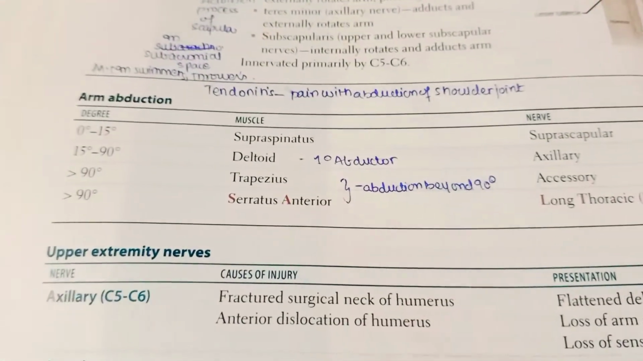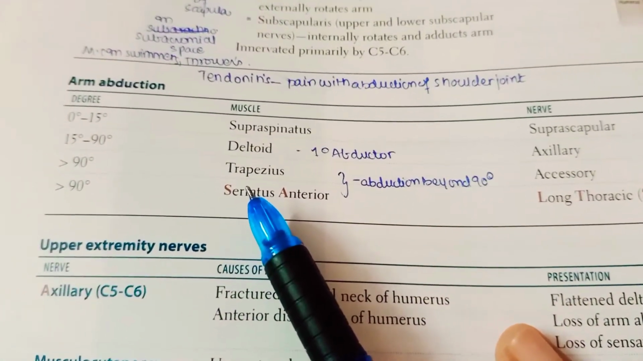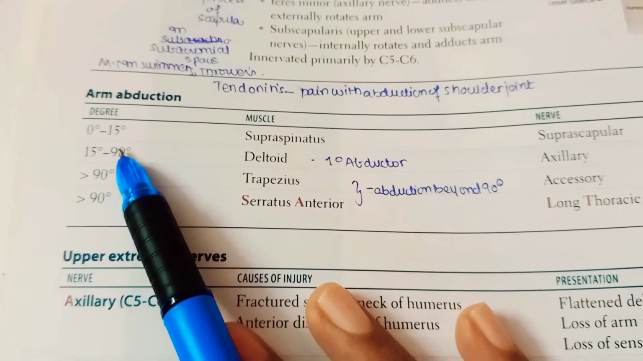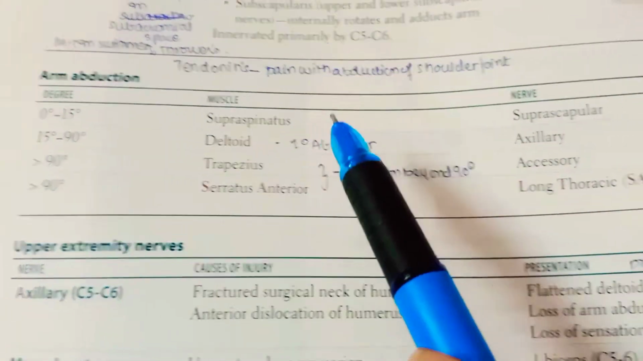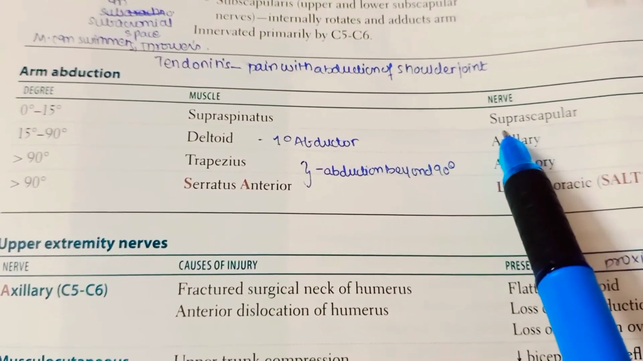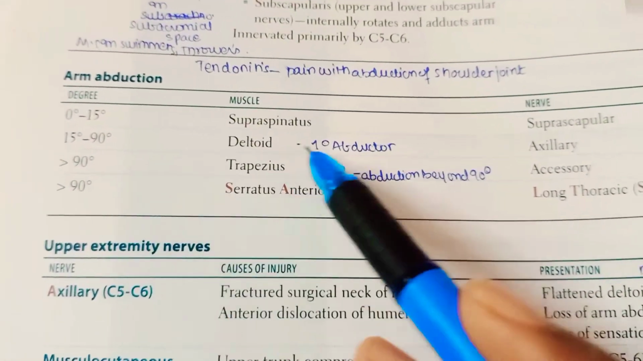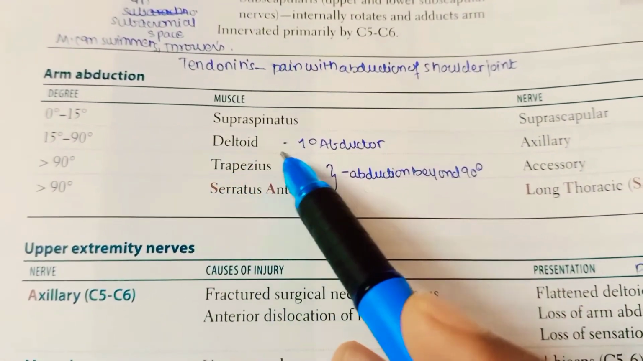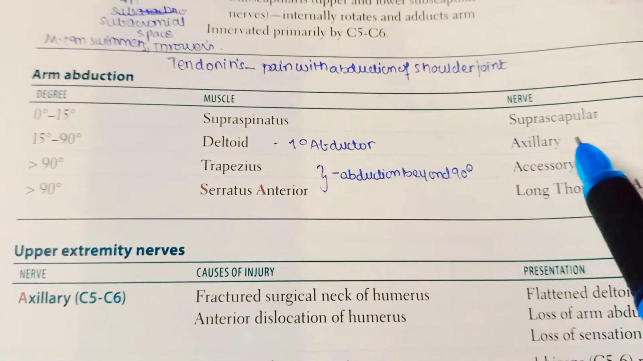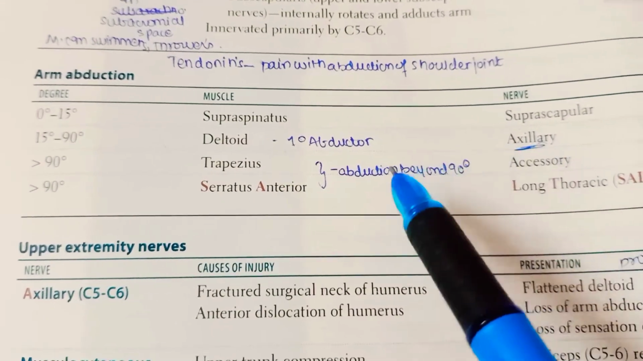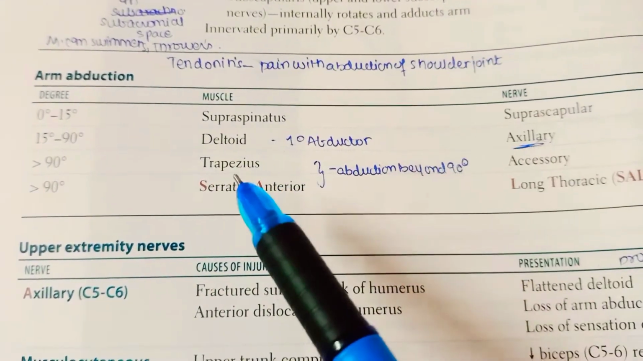Okay, now coming to arm abduction, some important points. 0 to 15 degrees is done by the supraspinatus, that is abduction. It is supplied by the suprascapular nerve, as I said. 15 to 90 degrees is done by the deltoid. Remember that the deltoid is the primary and major abductor of the arm, and it is supplied by the axillary nerve. So the axillary supplies the deltoid and also the teres minor, right?